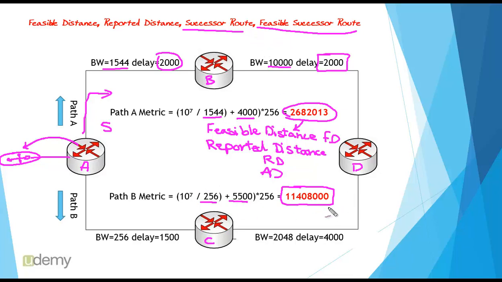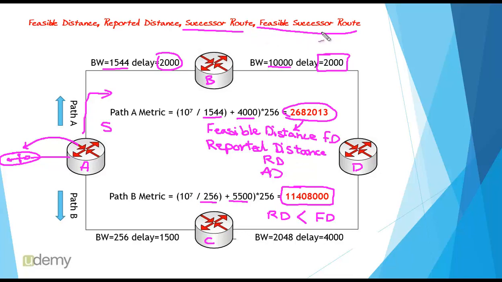This feasibility condition is that if a route wants to be a feasible successor route, the reported distance of this route must be smaller than the feasible distance. So if the reported distance of this route is smaller than the feasible distance of this route, it can be put in the topology table with the name of feasible successor route.